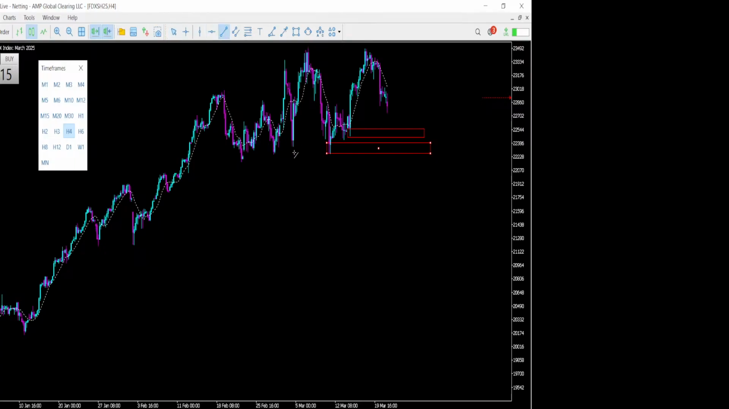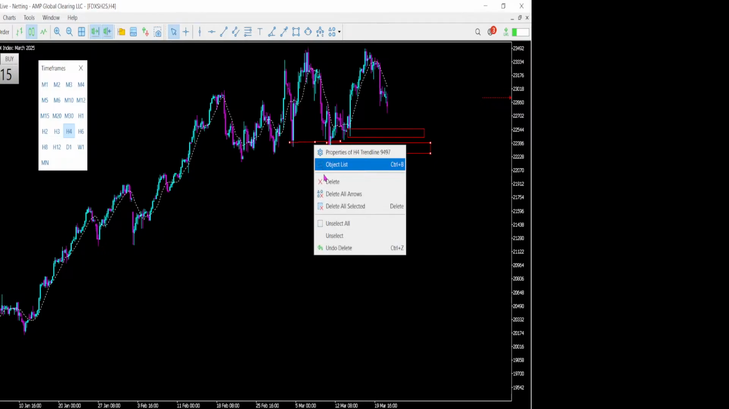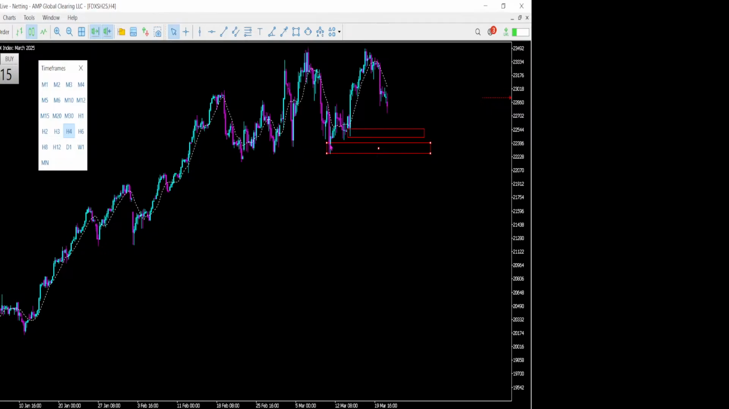Basically, we maintained all these structure levels. Now, right here, it got a little bit dicey, right? But technically, it held this structure level because even though it broke it, it closed back up above this level right here. So this upside, higher highs, higher lows structure was never really broken. Again, it got really dicey right in here, but technically it did hold it. Okay, so we are still in an uptrend technically right now in this time frame, unless this area in here gets taken out.